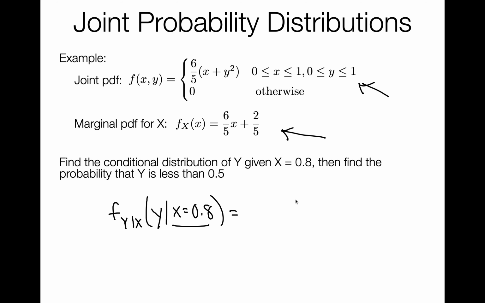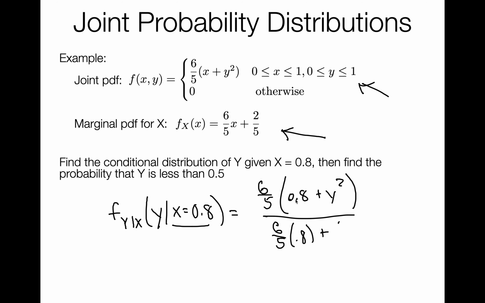And so it's going to be on the top 6/5 of (0.8 plus y squared), divided by 6/5 times 0.8 plus 2/5.